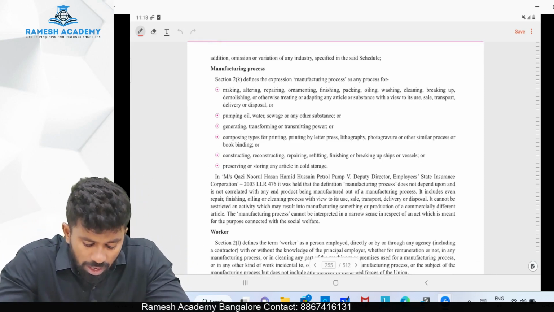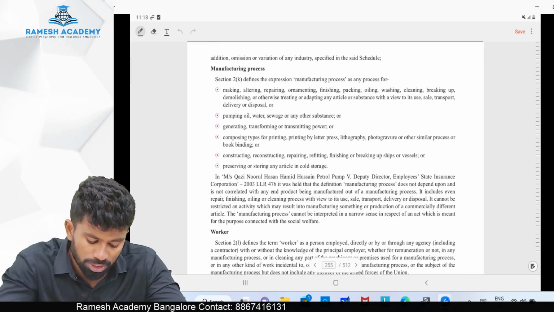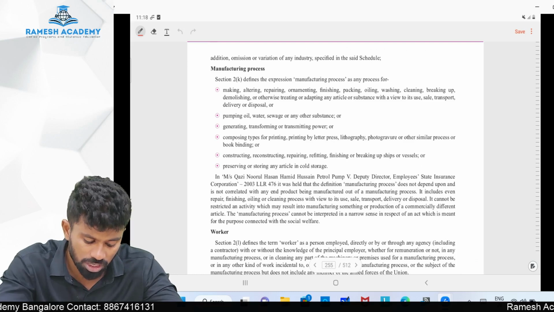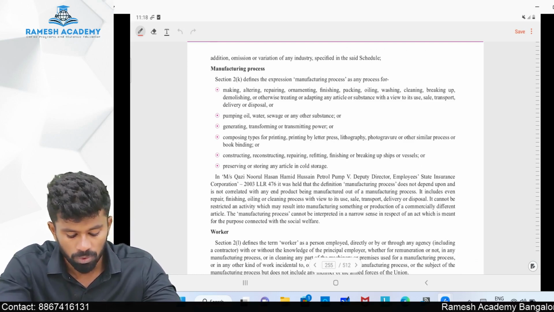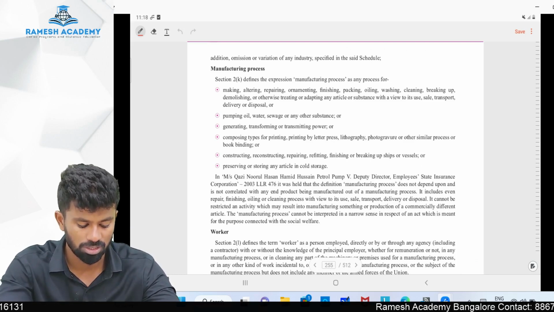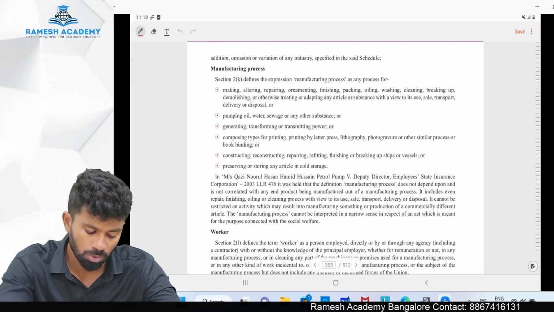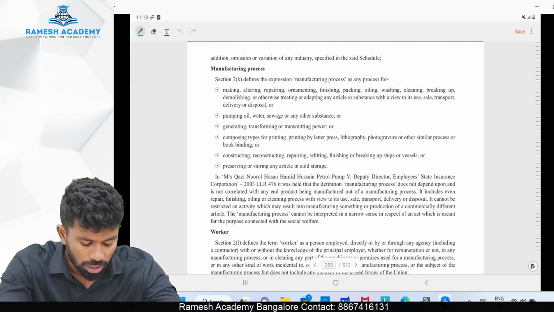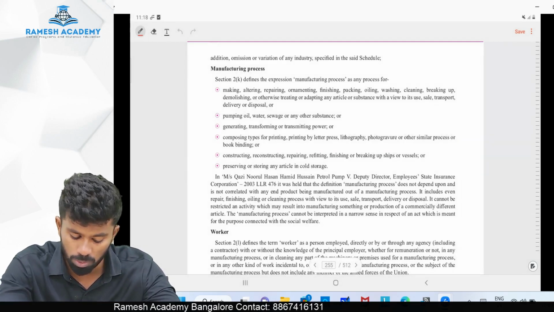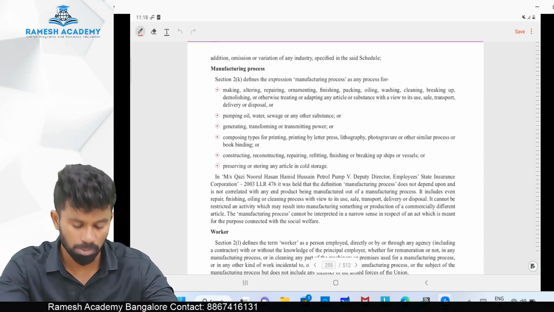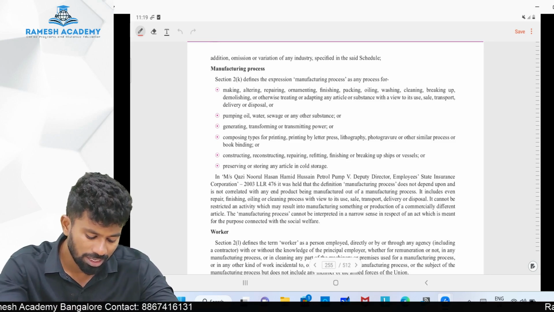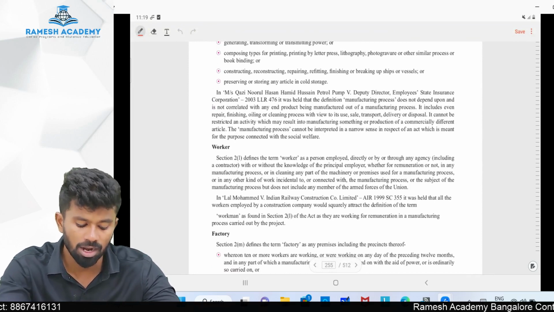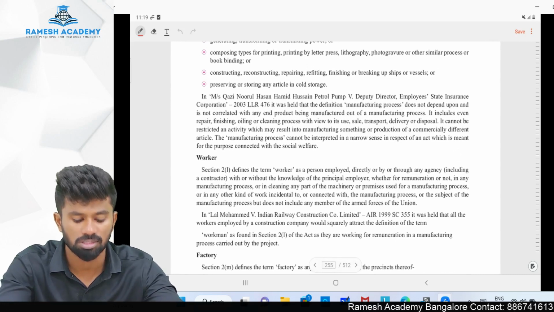Manufacturing process means any process for making, altering, repairing, ornamenting, finishing, packing, oiling, washing, cleaning, breaking up, demolishing, or otherwise treating or adapting any article or substance with a view to its use, sale, transport, delivery or disposal; pumping of oil, water, sewage or any other substance; generating, transforming or transmitting power; composing of types for printing by letterpress, lithography, photogravure or any other similar process, or book binding; constructing, reconstructing, repairing, refitting, finishing or breaking up ships or vessels; or preserving or storing any article in cold storage. All these are considered manufacturing processes.